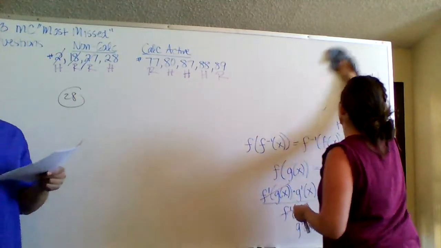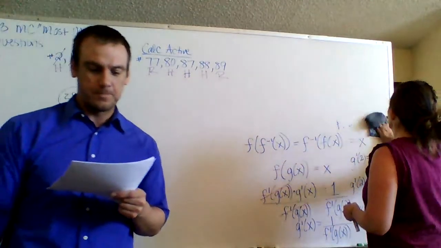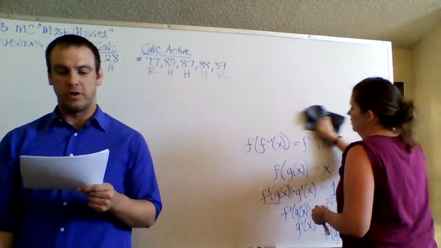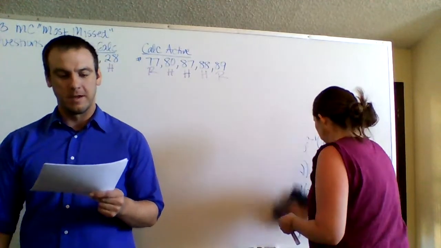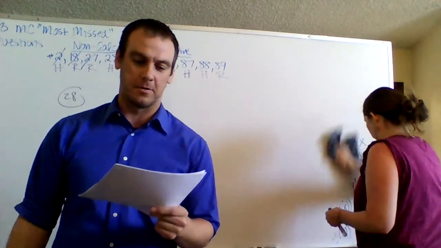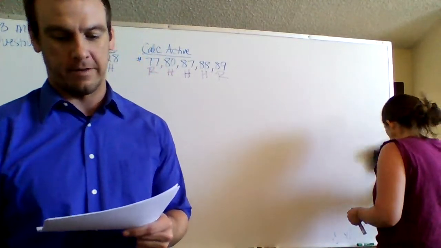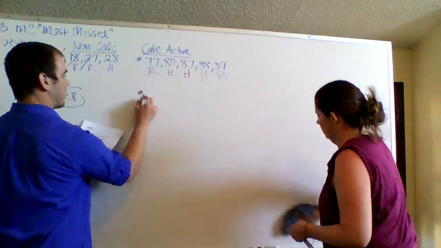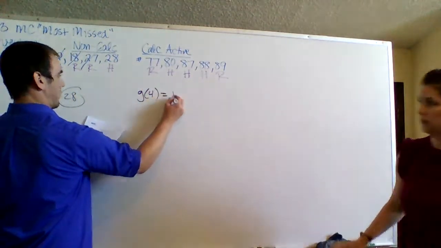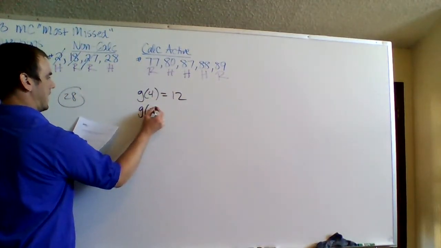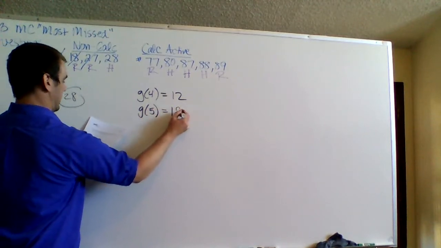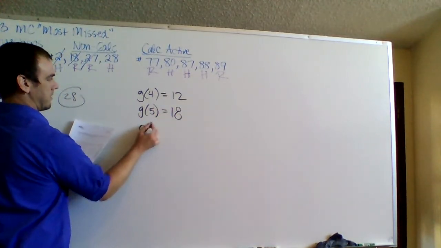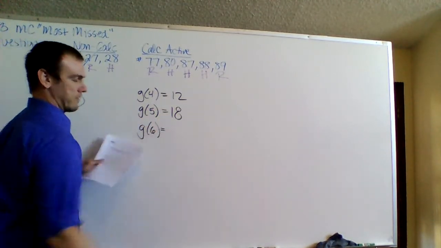All right, so let g be a twice differentiable function such that g prime of x is greater than 0, and g double prime of x is greater than 0 for all real numbers x, such that g of 4 equals 12, g of 5 is going to equal 18. What is the only possible value up here for g of 6?